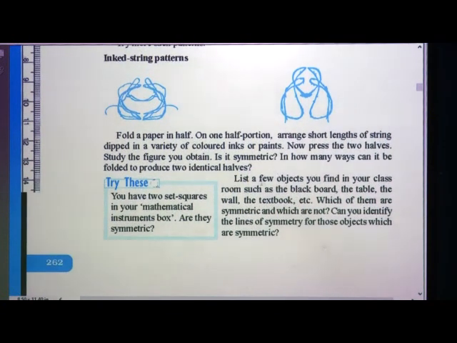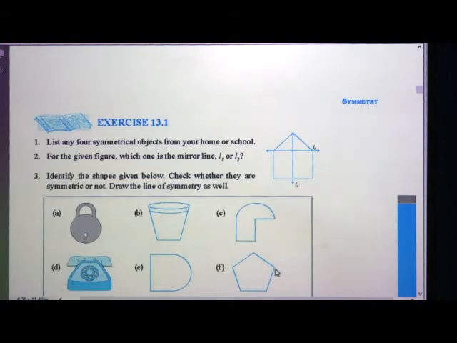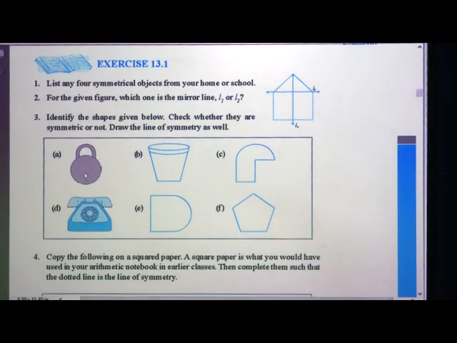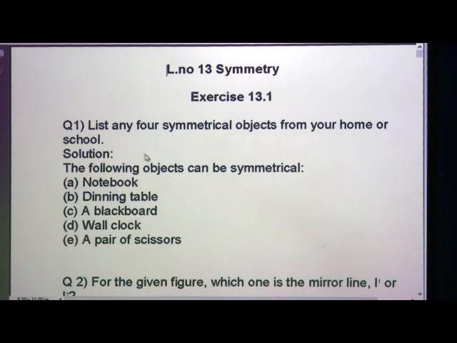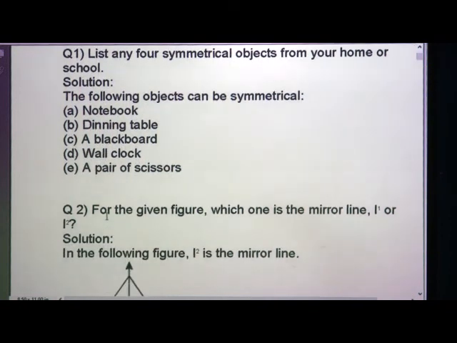Okay. So list a few objects you can find in your classroom such as the blackboard, the table, the wall, the textbook, etc. Which of them are symmetric and which are not? Can you identify the lines of symmetry for those objects which are symmetric? Yes, we can find. So let us see here. List any 4 symmetrical objects from your home or school. So the symmetrical objects are like a notebook, dining table, a blackboard, wall clock and a pair of scissors.